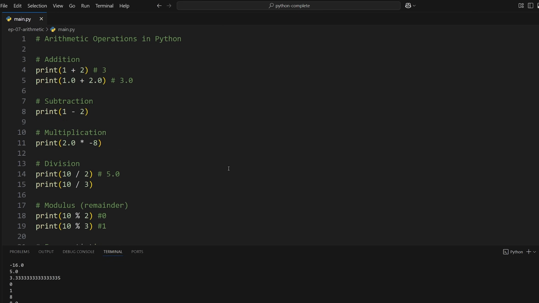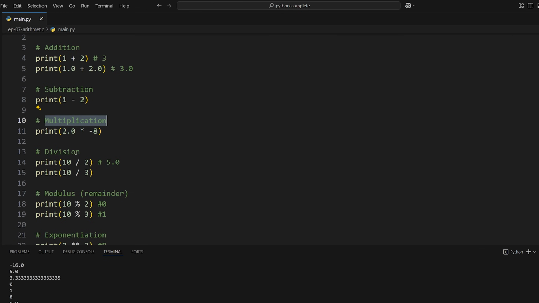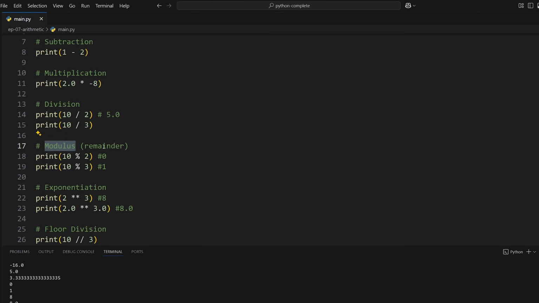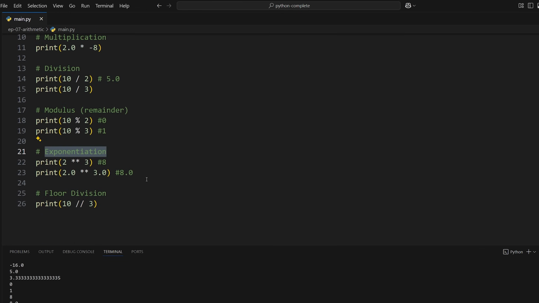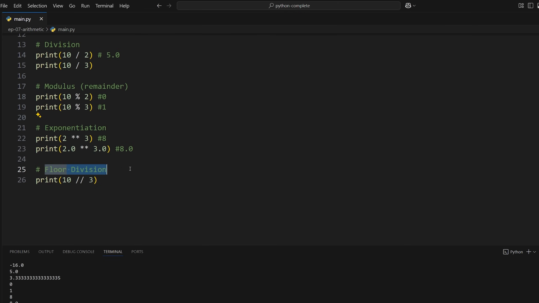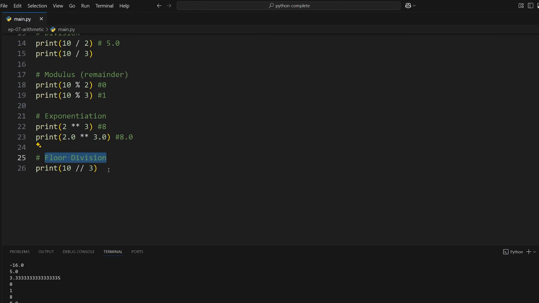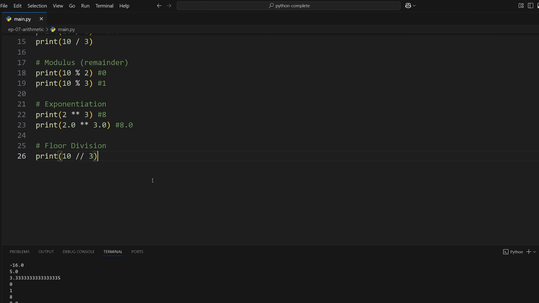All right, those are the basic math operations that you can do in Python, the arithmetic operations. So we learned about addition, subtraction, multiplication, division, modulus, which is getting the remainder, exponentiation, which is getting the power of something, exponents, and then we have floor division, which is just doing division but truncating the decimal point, so only getting a whole number as the result.